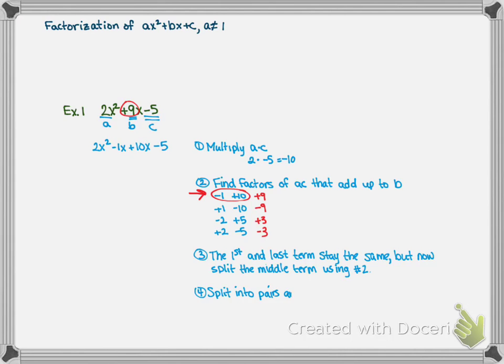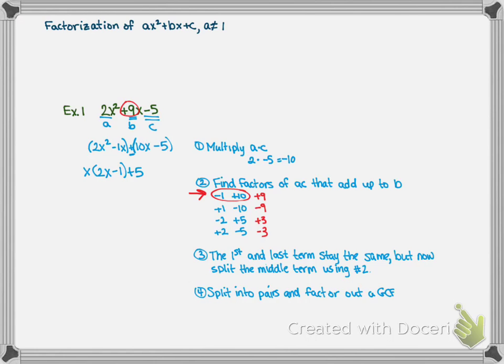Now we're going to split into pairs and factor out a greatest common factor. So I split into 2x squared minus 1x and 10x minus 5. In my first pair, my greatest common factor is x, so we factor it out. Put the parentheses, 2x squared divided by x is 2x. Negative 1x divided by x is minus 1. Put the parentheses. Second pair, the greatest common factor of 10x and negative 5 is 5.